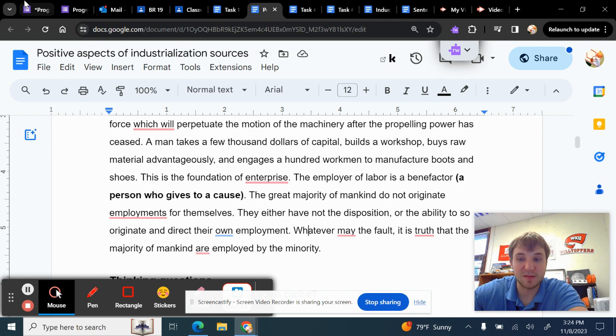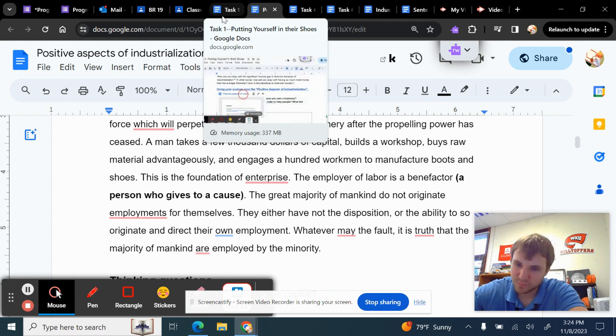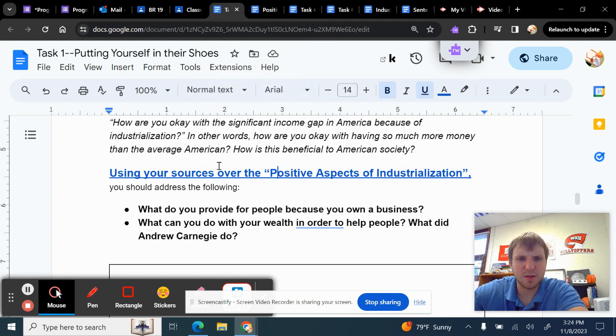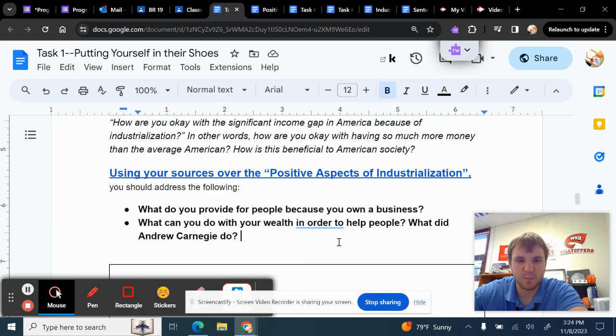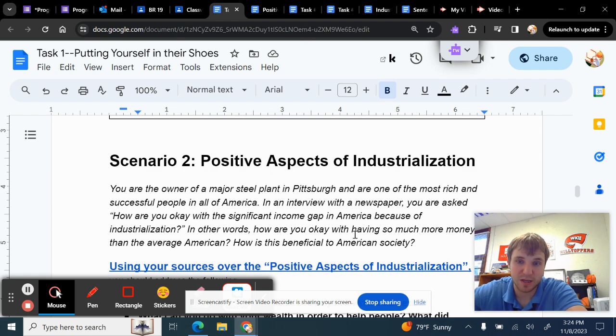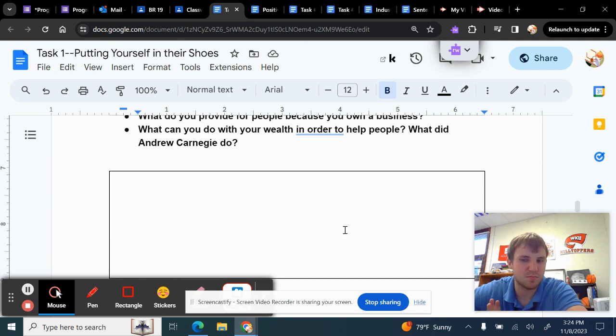Okay, but that's just an example. You got to go into that detail. You can't just leave that hanging. Another thing with scenario two is, what can you do with your wealth in order to help people? And what did Andrew Carnegie do? Well, you could talk about Carnegie's philanthropy efforts, donating to libraries. And because you're a different person in this, you could be like, yeah, I take my money and I build dog shelters. I don't know.